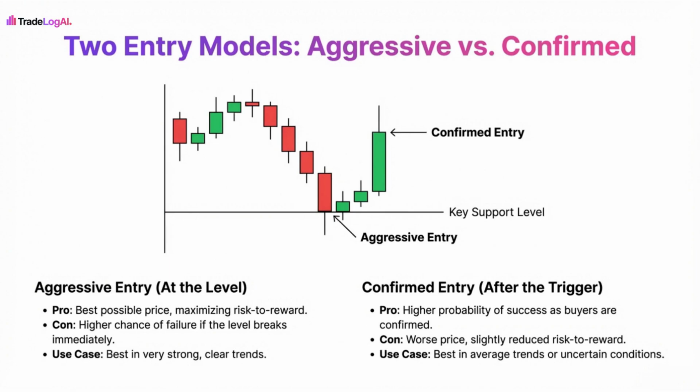There are two professional ways to enter, and each has trade-offs. The aggressive entry at the level gives you the best price and best RR, but it fails more if the level breaks immediately. The confirmed entry costs you some price, but it increases probability because you have evidence of defense and continuation. Your job is to choose the model that matches market quality. Strong, clean trend can allow aggressive. Mixed conditions demand confirmation.